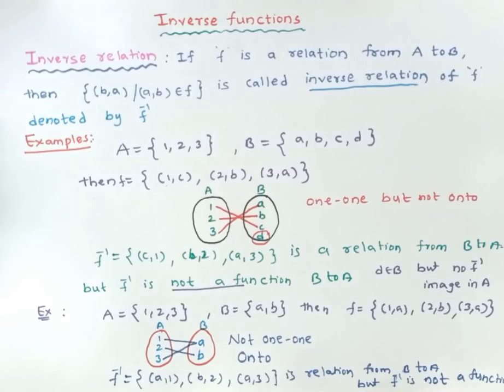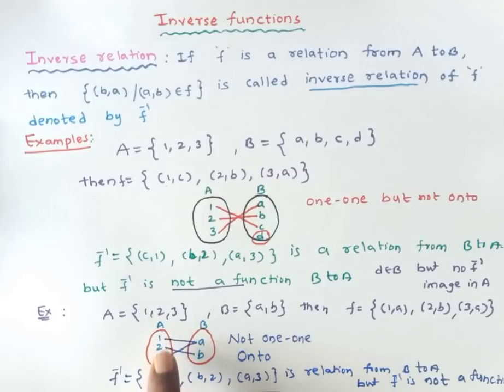No, because for a belonging to B there are two F inverse images in A. Here every element is mapped, but you need to check whether they are unique or not. Here a is not uniquely mapped to either 1 or 3. Here a is mapped to 1 and 3. In the reverse case, a is mapped to 1 and 3. Therefore it is not a function.